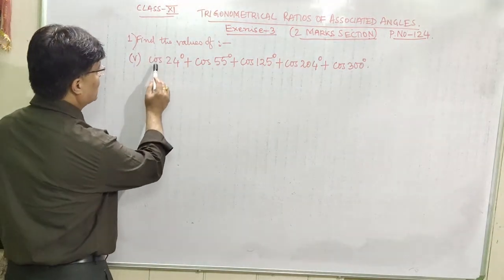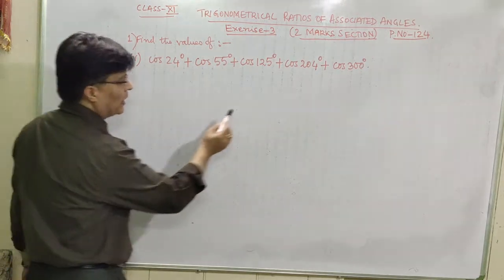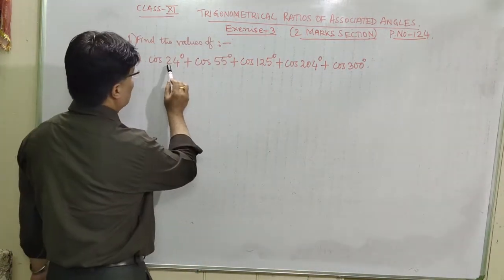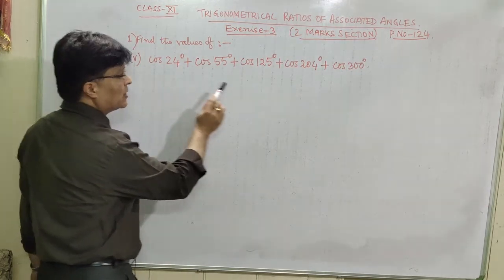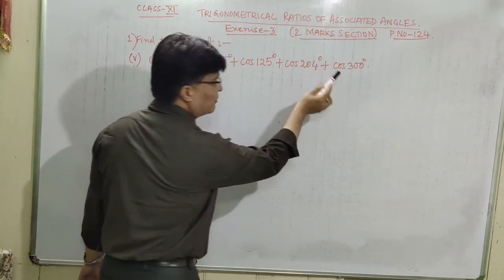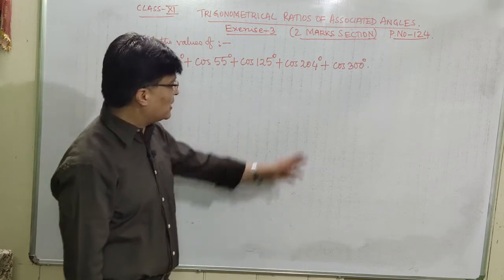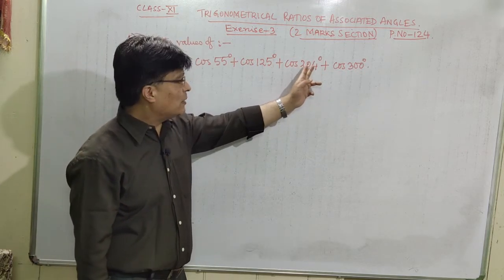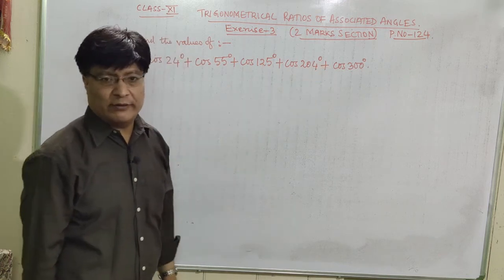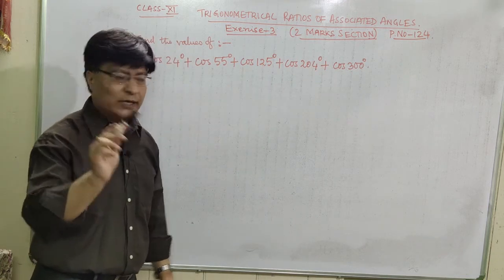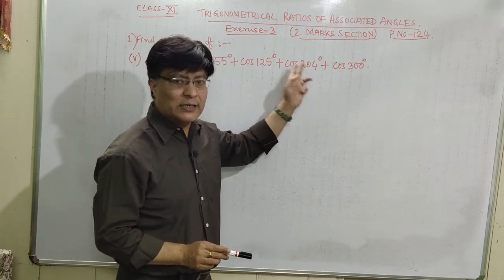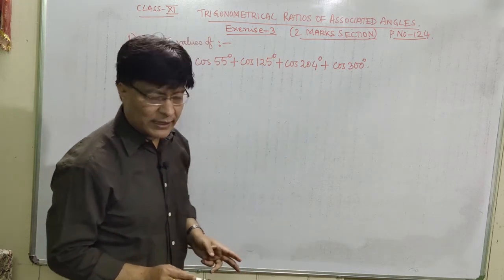And now in this case there is cos 24 degree and here it is cos 204 degree. So cos 24 degree, keep it as it is, and this 204 degree can be written in terms of 24 degree by writing 180 degree plus 24 degree, isn't it? 180 plus 24 is 204 degree. So in the fourth term you may write 180 degree plus 24 degree.